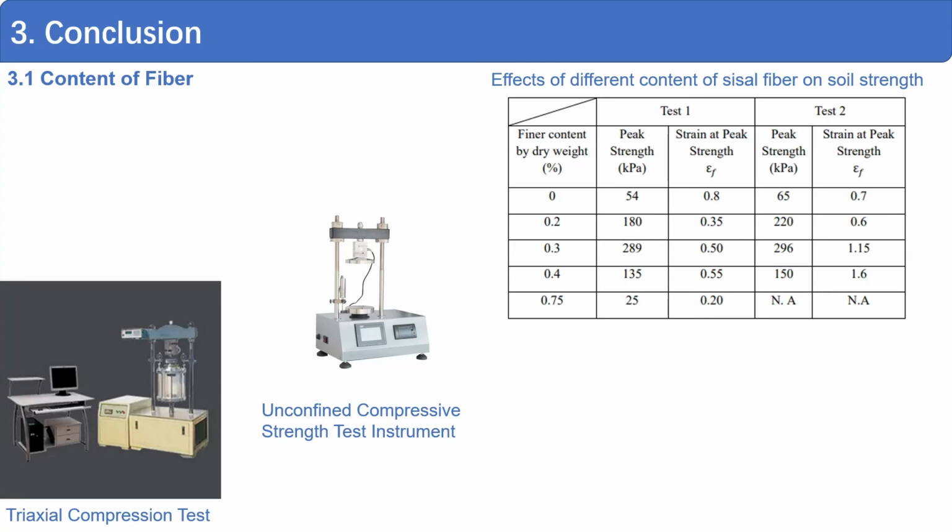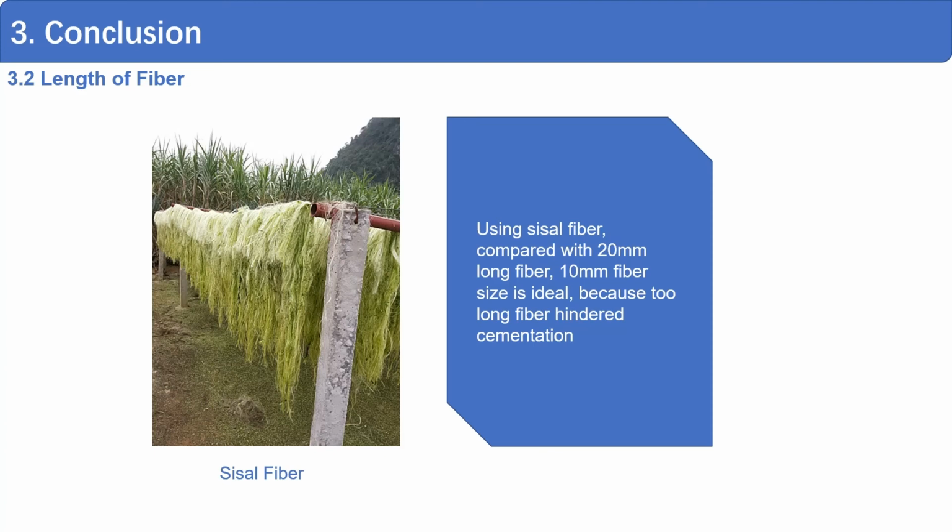Through the triaxial compression test and unconfined compression test, it's found that a generally low content of fiber can significantly increase the shear strength of soil. The strength reached its maximum value at a fiber content between 0.1 and 0.5%. The exact value depends on the soil sample. The second factor is the length of fiber. Comparing the sisal fiber at 20 mm with 10 mm, the 10 mm fiber size is better because the longer fiber hindered cementation.